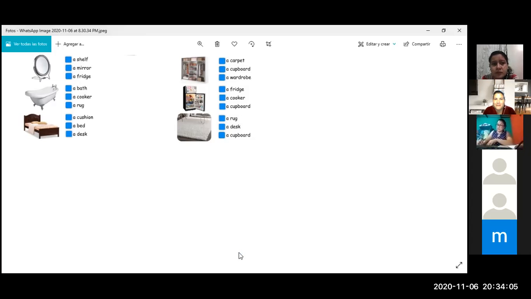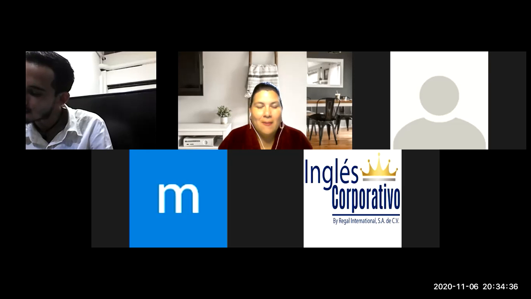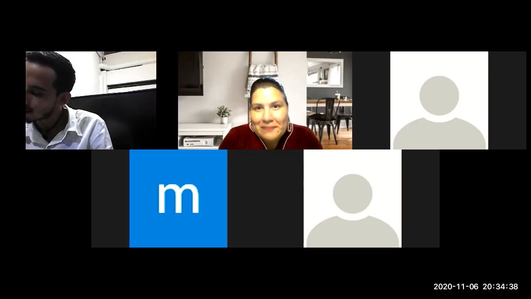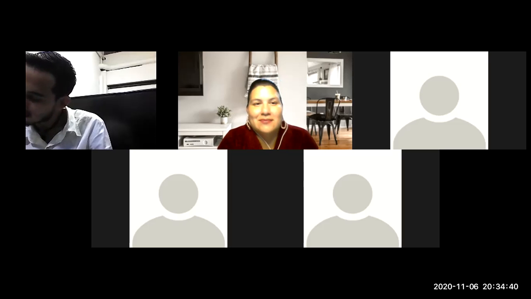Bueno, entonces sería there are, porque hay varios espejos, ¿verdad? Ajá, there are, por lo menos en mi casa hay tres. Sería there are three mirrors. Three mirrors in my house, ¿verdad? Sí. Yes. There are four chairs in the dining room.